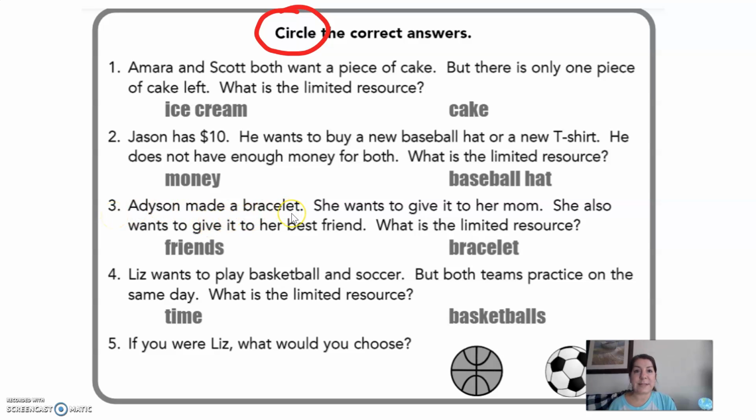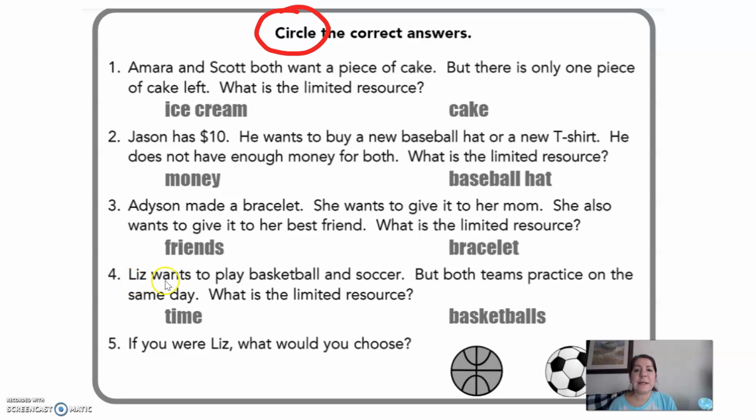Addison made a bracelet. How many did she make? She only made one bracelet. She wants to give it to her mom, but she also wants to give it to her best friend. What is the limited resource here? Does she not have enough friends, or does she not have enough bracelets? Take a second to answer that. And I'll move on to number 4.